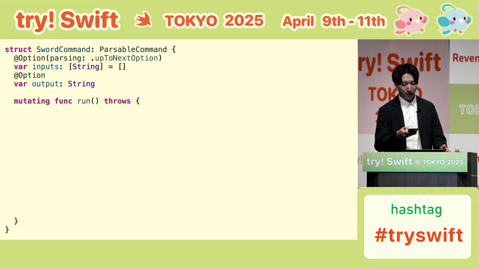On the delegated command side, we use ArgumentParser to accept the input and output arguments. This command's run method is invoked every time the project builds. And that's where we implement our code generation logic.